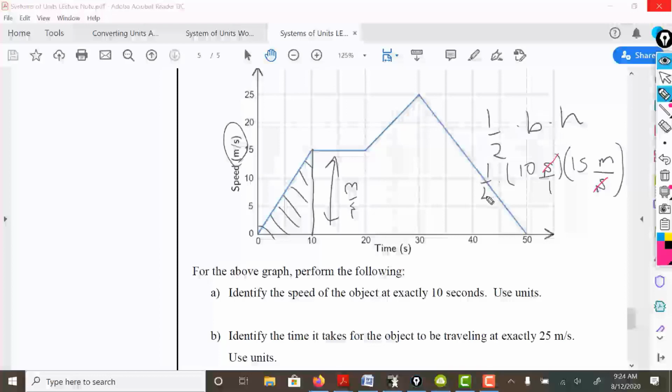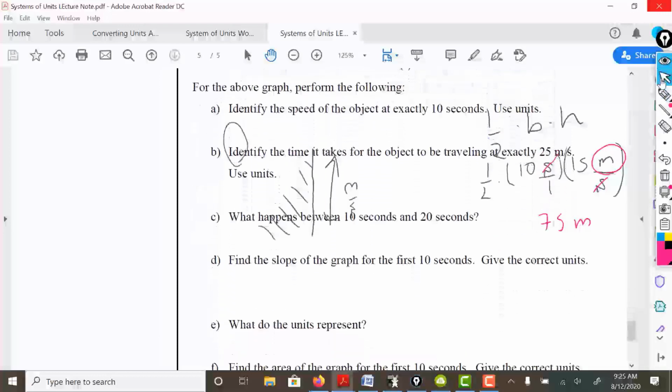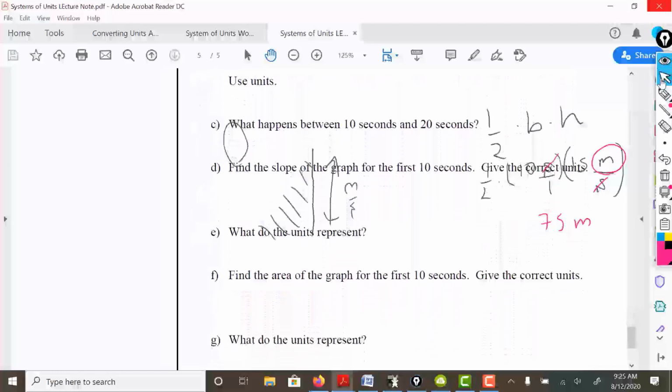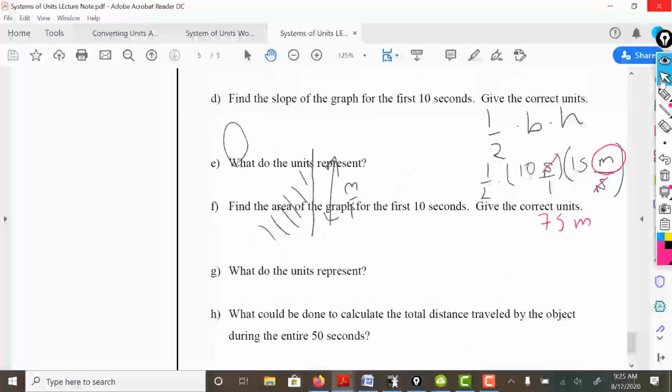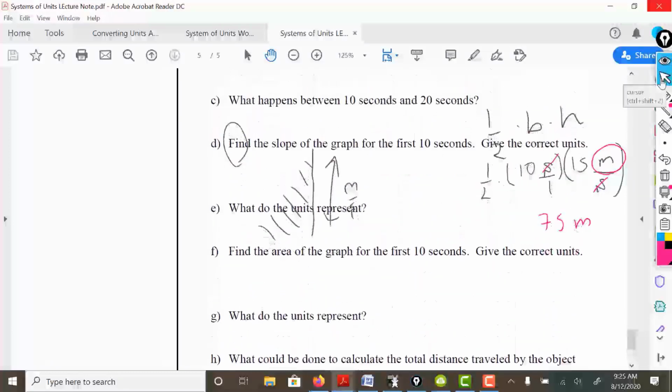So let's see. I get 10 times 15 is 150 divided by 2. That's going to be 75. And the seconds cancel out. I'm left with meters. Interesting. So for part F, the area of the graph is 75 meters.